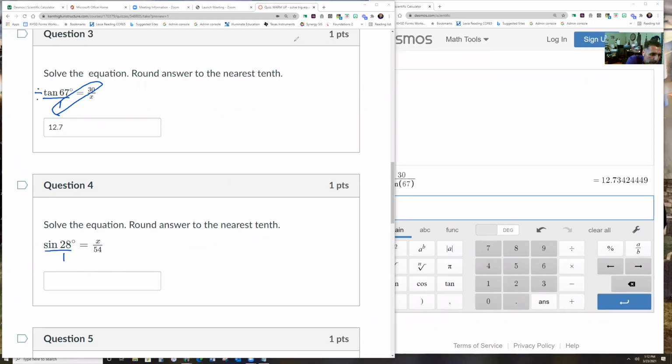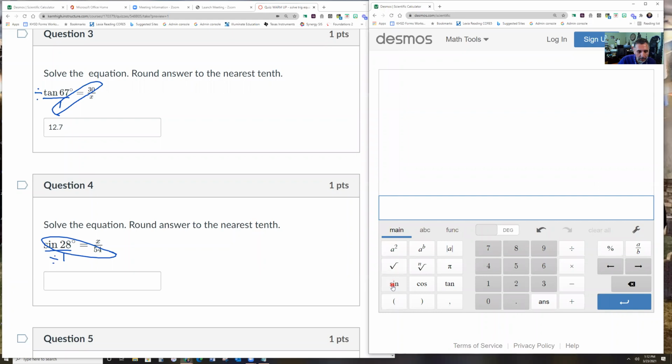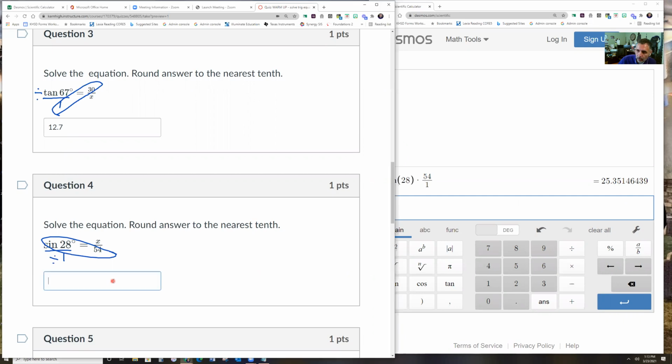Make sure you put a 1 under it, cross multiply and divide, right? So that's sine. Let me clear this. That's sine of 28 degrees. Close the parentheses, times 54 divided by 1. That's 25.4. It's a 0.4 because of this 5 here. The 5 moves it over. So it's 25.4. Those are the next two.